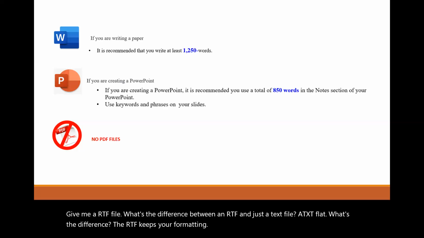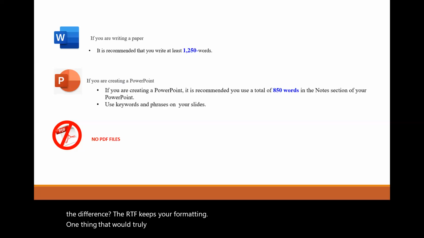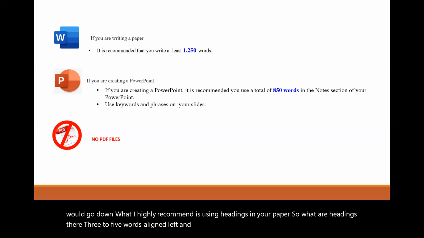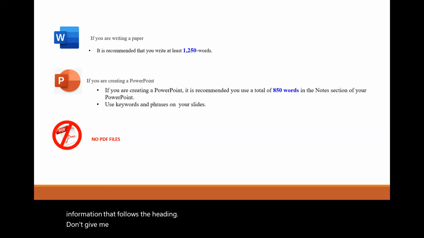And one thing that would truly help me, and would also help you, because if I overlook it, your score would go down. What I highly recommend is using headings in your paper. So what are headings? They're 3 to 5 words, aligned left, and they're bold. They're descriptive of the information that follows the heading. Don't give me a real long sentence and count it as a heading. Just use 3 to 5 words. Bold print.